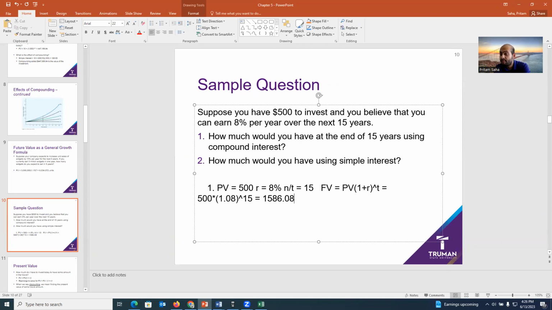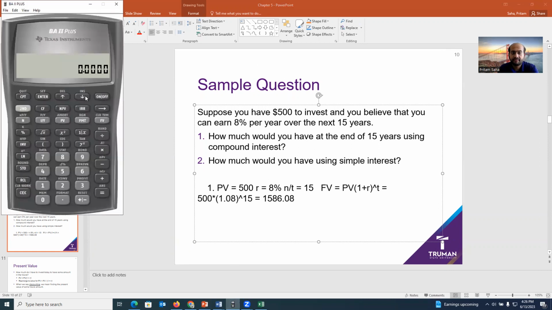Now let's talk about how to do it on the financial calculator. This is the financial calculator. N is this value, N or T, this value. It's 15. So this N means the total number of periods from here. This is the rate. Periodic rate. Be careful, periodic rate. It comes from here.